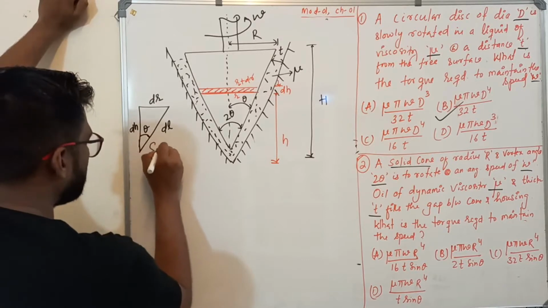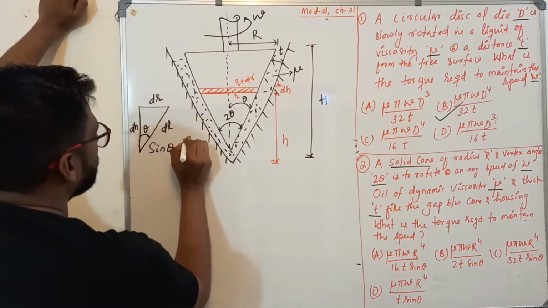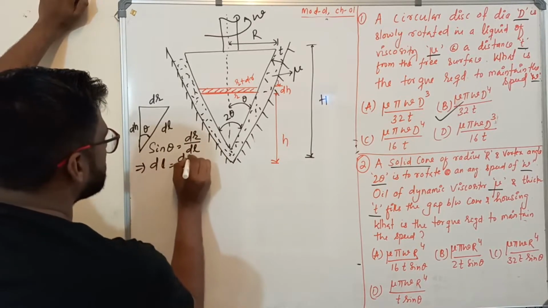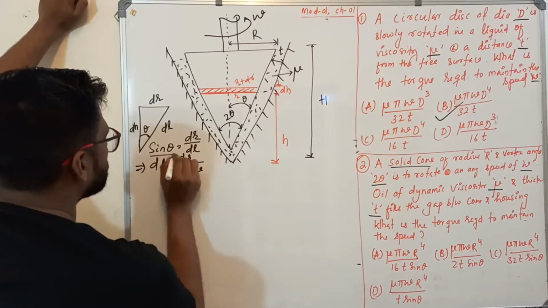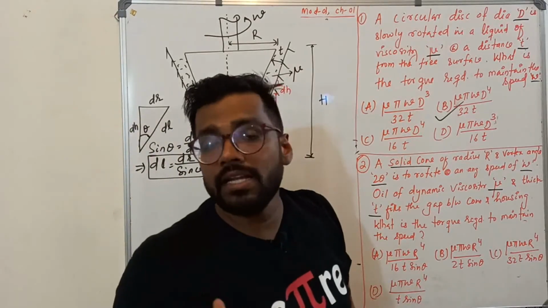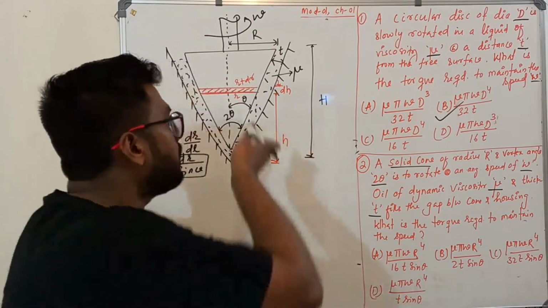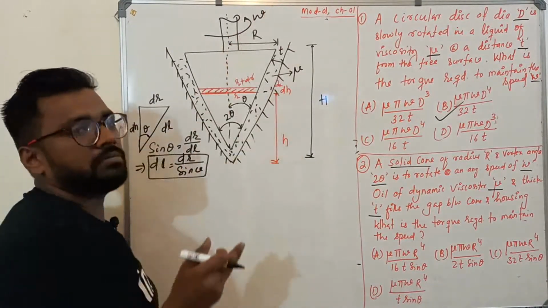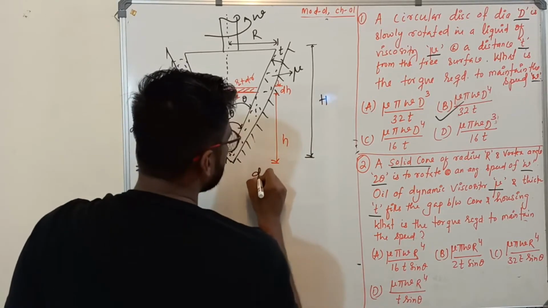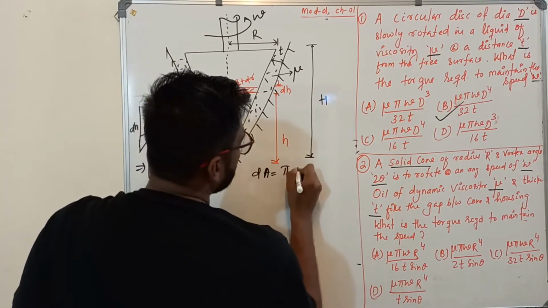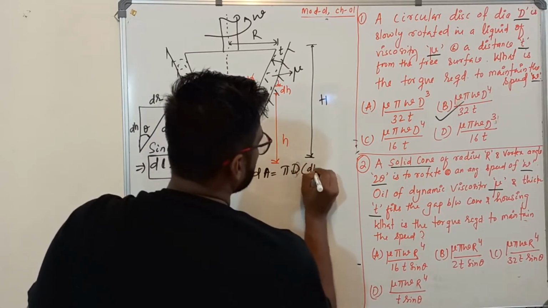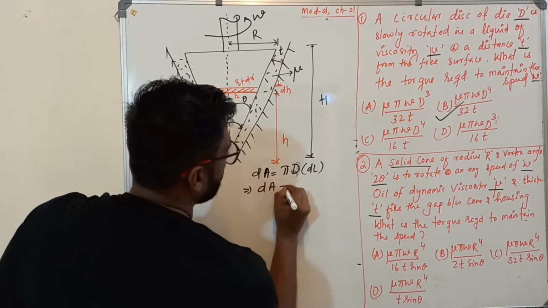So what will be sine theta here? Opposite by hypotenuse. Opposite is dr, hypotenuse is dl. So dl is dr by sine theta. Now, what is the slant area of a cone? Pi into diameter into length. So in this case, what will be dA? dA is equal to pi D into small dl, where D is the diameter.